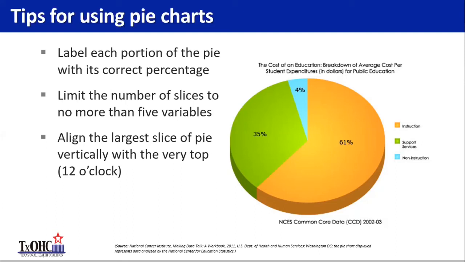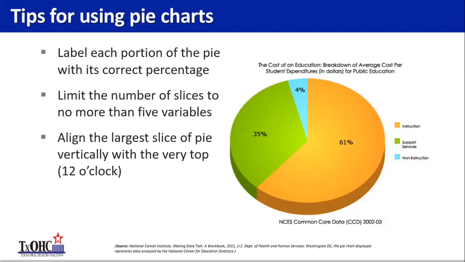It's best practices too. The National Cancer Institute has a great document that it put out in conjunction with NIH called Making Data Talk, a workbook. I'll reference the link to it later on in this presentation, but it's definitely something worth checking out. They recommend that you limit the number of slices within a pie chart to no more than 5 variables. When you get more than 5 things on there, it can be difficult to distinguish which one is which, and it becomes a lot to throw at people.